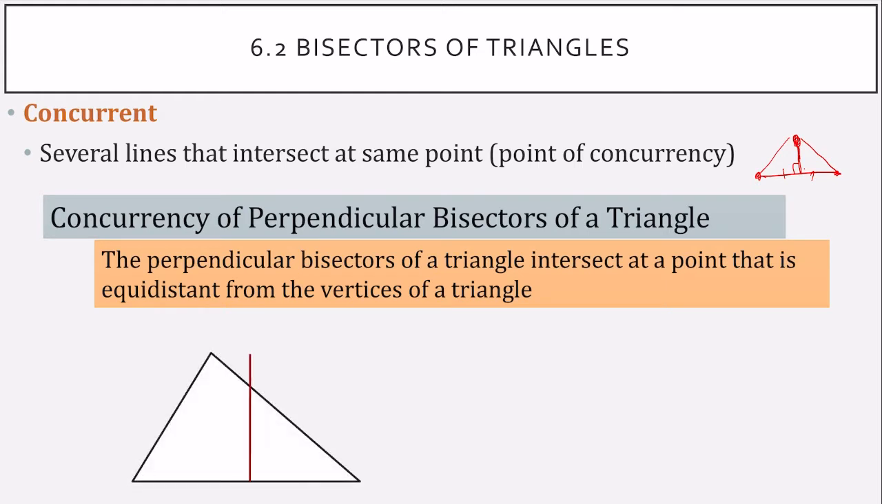So there's a triangle, there's a perpendicular bisector. There's another perpendicular bisector. There's another perpendicular bisector. This theorem is saying that that point right there is the same distance to all three vertices.